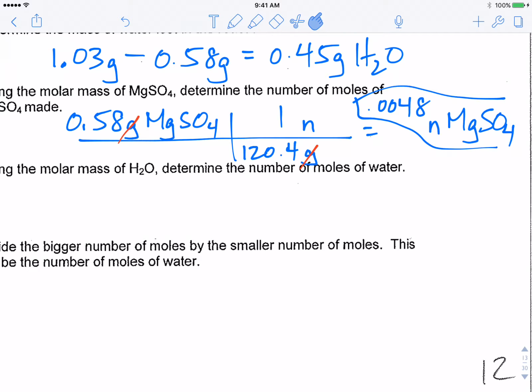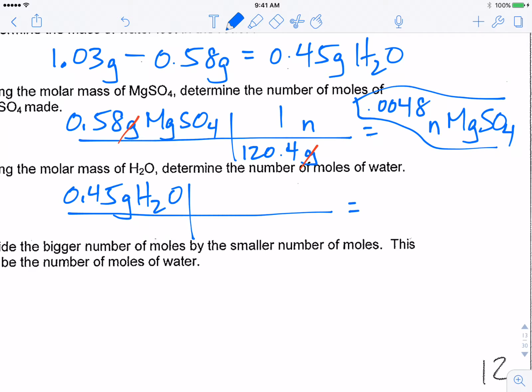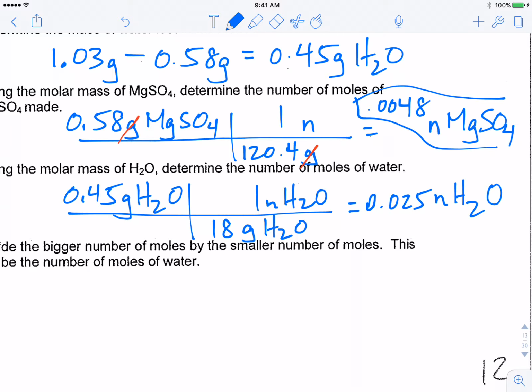So we determined we had 0.45 grams of water in our original sample based on our calculations, and I want to know how many moles of water we made. I'm going to put grams of water on the bottom, so these units cancel, and moles of water on top. For every 1 mole of water, it will weigh 18 grams. And doing the calculations, 0.45 times 1 divided by 18, we get 0.025 moles.